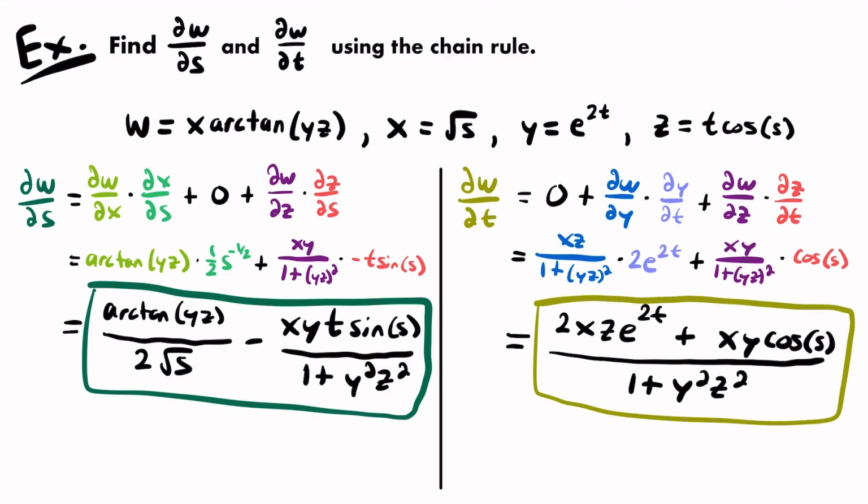Okay, once again, I'm not going to get this entirely in terms of the independent variables because that would be way too complicated given how many x's, y's, and z's are in this expression and the actual expressions that they are equal to in terms of those independent variables. Okay, so this answer is fine. We have now found both of the partial derivatives of w with respect to the independent variables s and t. Let's take a look at one more example for this video.